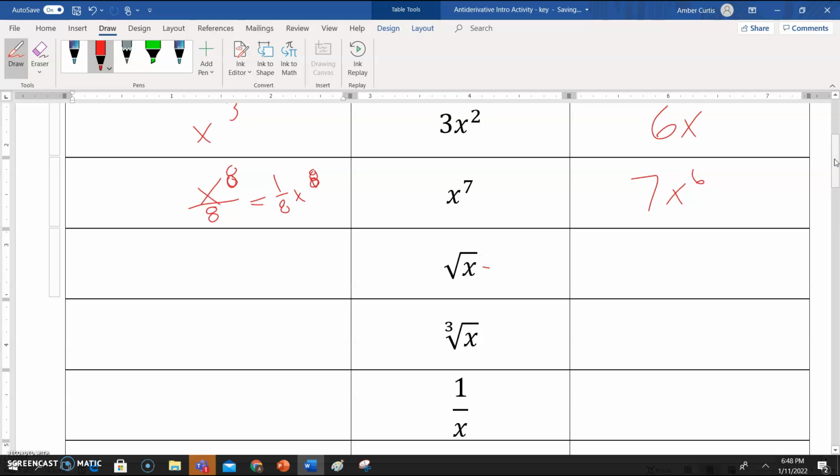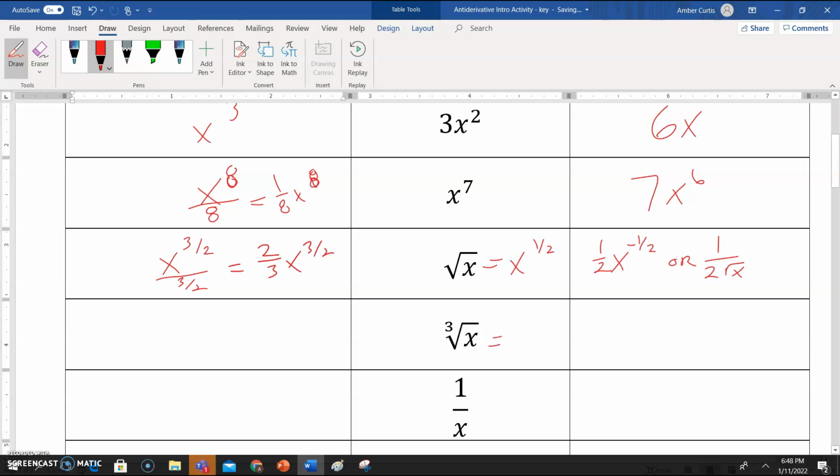For square root of x, remember, square root of x is x to the 1/2 power. So its derivative will go down 1 degree. Its power will come out front, become negative 1/2, which can also be written as 1/2 rad x. And its antiderivative will increase a power, so it will become 3/2, and then we will divide by 3/2, which mathematically is 2/3 x to the 3/2.